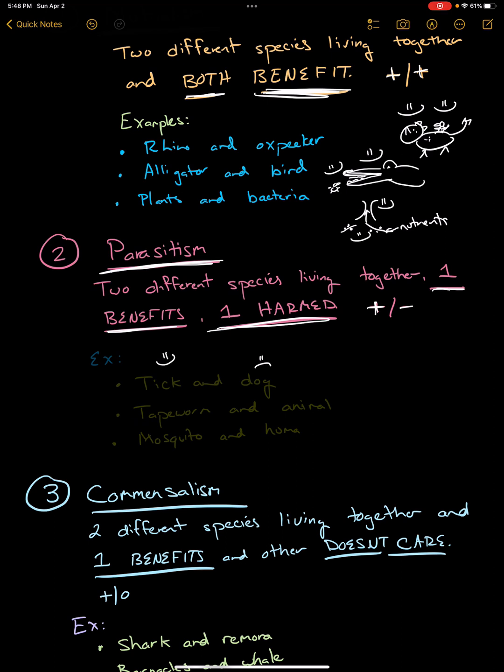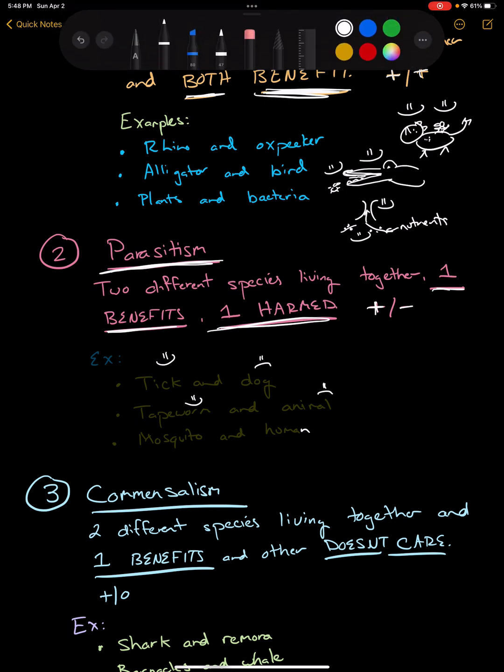Or a tapeworm in an animal. We know that tapeworms take nutrients from animals within their digestive system, and then that animal can usually get sick, so he's harmed. Or, oops, I didn't finish that letter. Mosquitoes. We know some mosquitoes get blood, right? So they're taking nutrients, and then the human gets harmed.